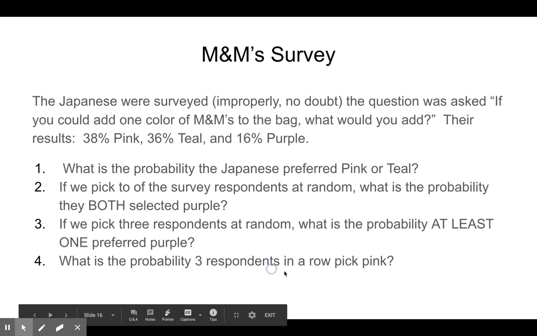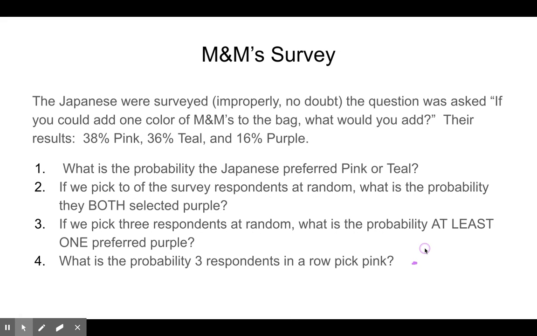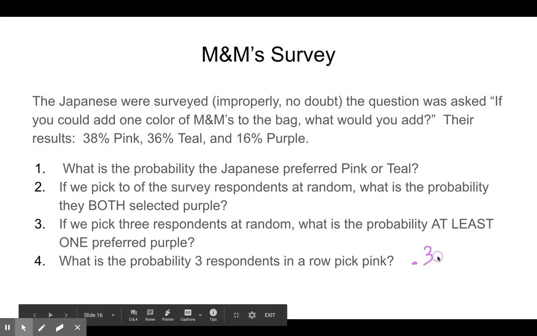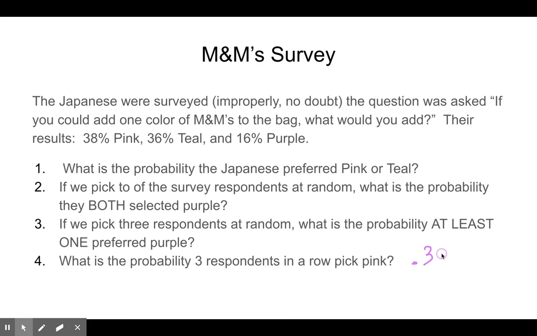All right, last one. What's the probability 3 respondents in a row pick pink? Well, if we would have thought about that earlier, that might have helped us with the last problem a little bit, but all pink. Well, I think I was doing purple before because I used 0.16. They said purple on part 3. Never mind, so I was all right.